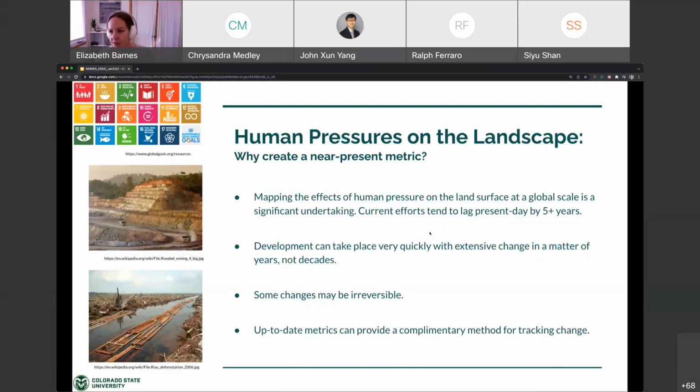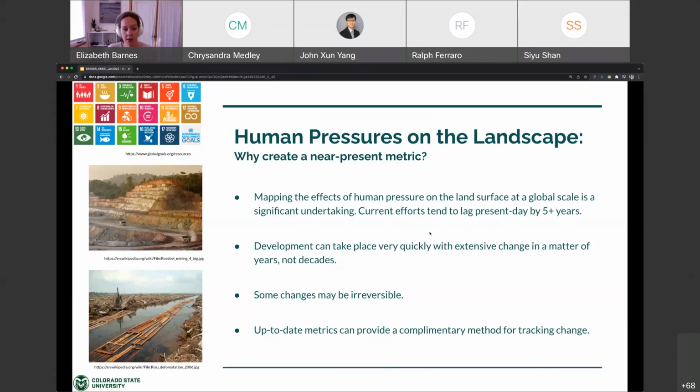Humans are changing the land surface. There's no question about that. Just think about your driveway or a road. This wasn't there hundreds of years ago, or even maybe a decade ago. So mapping the effects of human pressure on the land surface at a global scale is a significant undertaking, and many people are doing this already. It's a lot of effort, and because of the amount of effort to look for where humans have made impacts on the land, current efforts tend to lag the present day by about 5 or more years. So any method we have that can help us capture this very quick, extensive change that's happening in years, not decades, could be worthwhile.